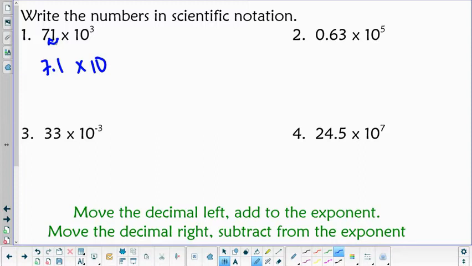Now, because I had to move it left, if you look down here, when you have to move the number to the left, you need to add a number to the exponent. So instead of being 3, this is going to become a 4. Now, this is in proper scientific notation.